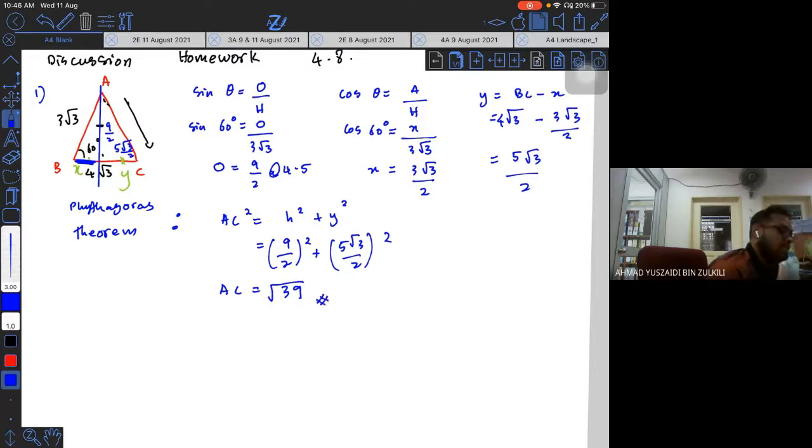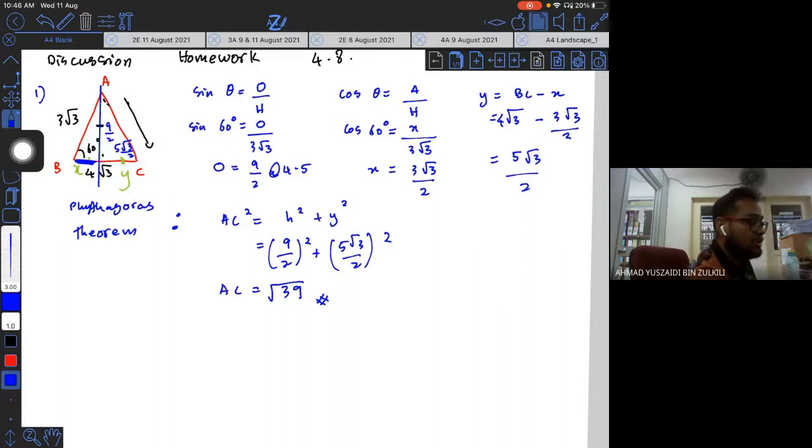So this is your final answer. Simple. Maybe some of you had difficulties because it didn't cross your mind to make this vertical line. If you just draw the triangle and fill in the information given, you don't have enough information to find AC. That's why we need this vertical line to find more information so that you can find AC.